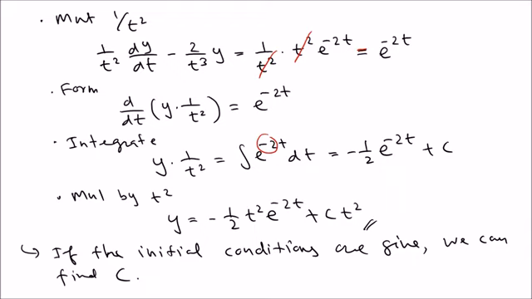So you can see that it's not that difficult, but there are certain steps that you need to follow. So here what we did was we multiply by 1 over t squared and we write the form, integrate and multiply again by t squared to isolate y. Good.